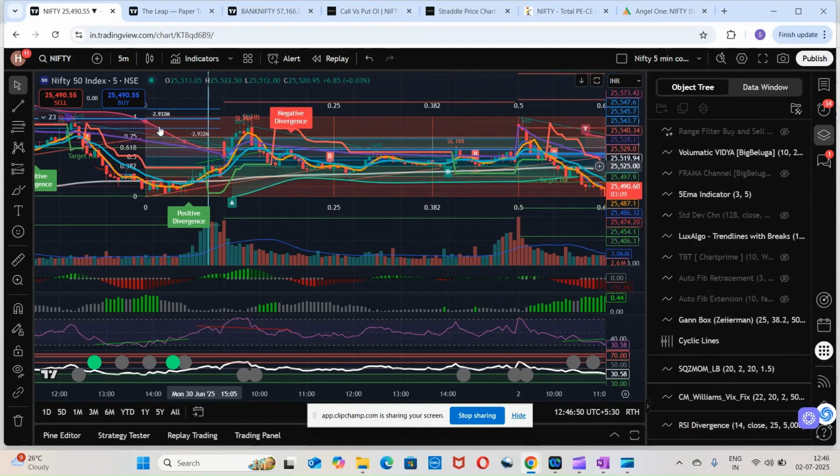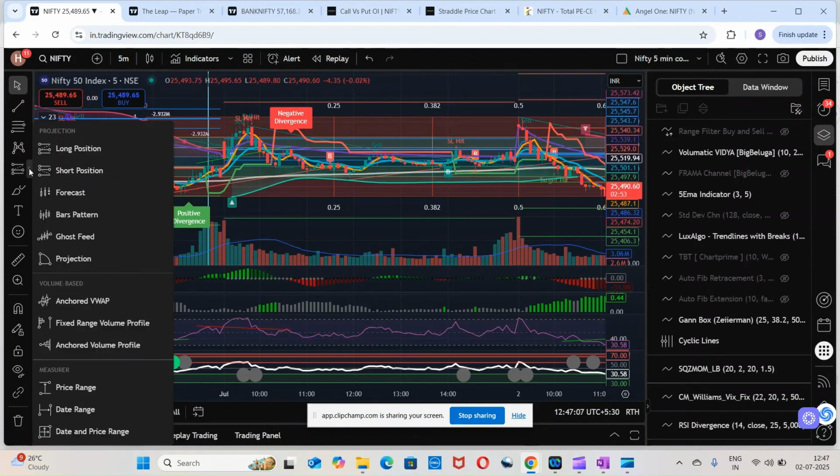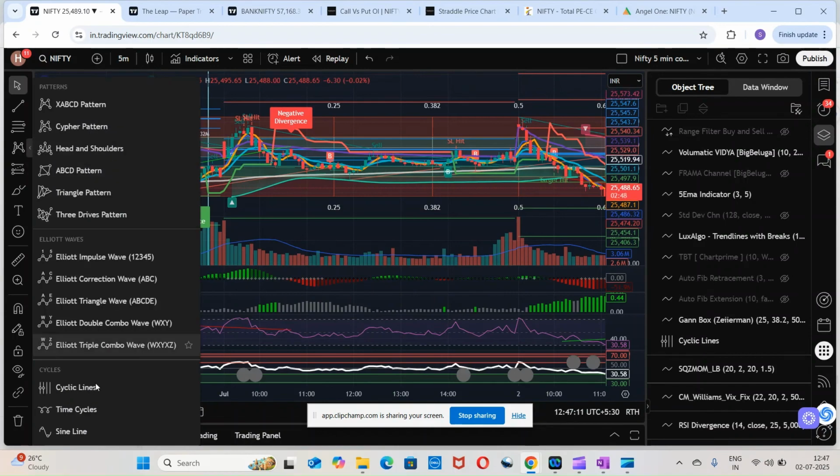Here also, if you see, this Gann box got extended, not sure why. This is the automatic Gann box by Jerman in TradingView. These cyclic lines you will get in TradingView. If you go to cyclic lines, here you'll have cyclic lines, time cycles, and sine line. For cyclic lines, you can take a low and high in a certain time frame and it will draw the cyclic lines. Time cycles you could do similarly. Sine lines also you could do similarly.